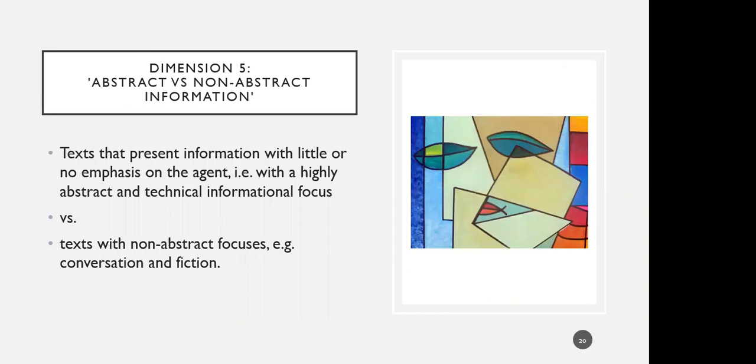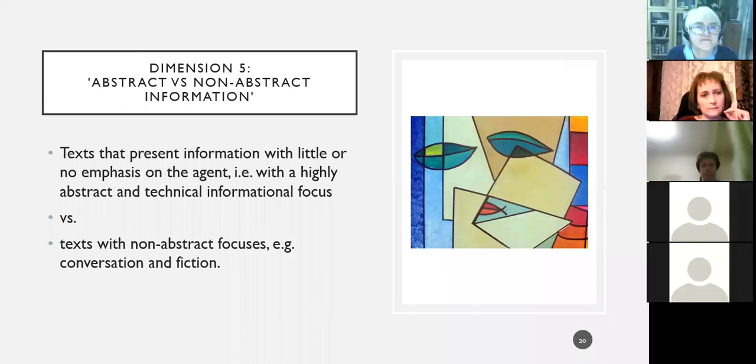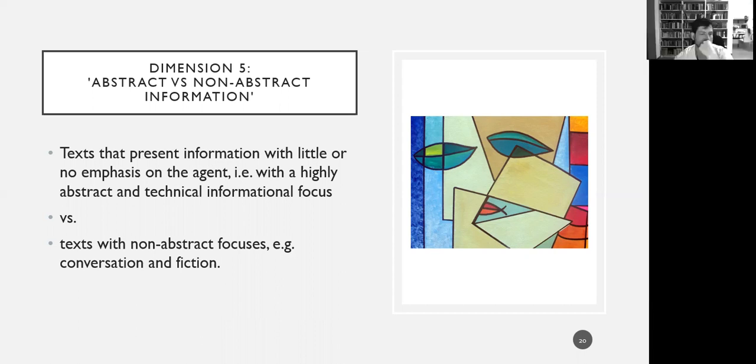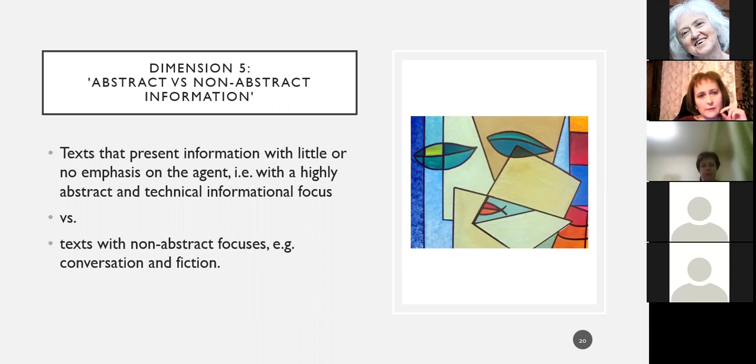The fifth dimension was interpreted as abstract versus non-abstract information, and the abstract pole, the texts with abstract information, are those that present information with little or no emphasis on the agent, that is, with a highly abstract and technical information focus, like this is often the case in academic prose, which is a vivid example of salient loadings on dimension 5, while the negative pole involves texts with non-abstract focuses, for example, conversation and fiction.